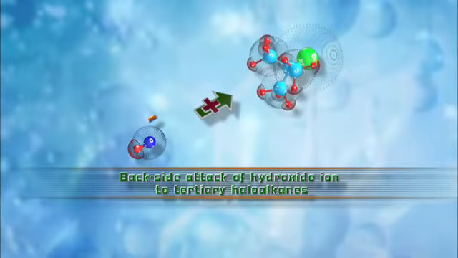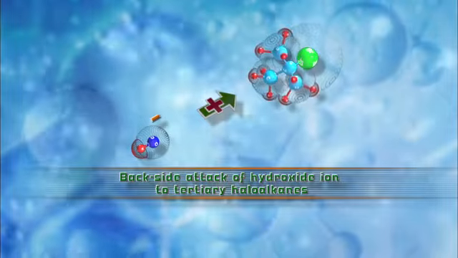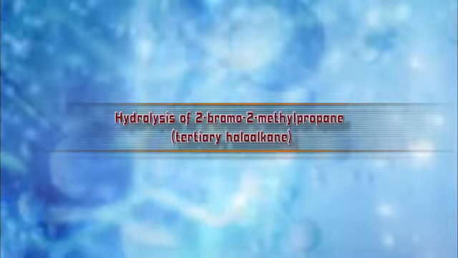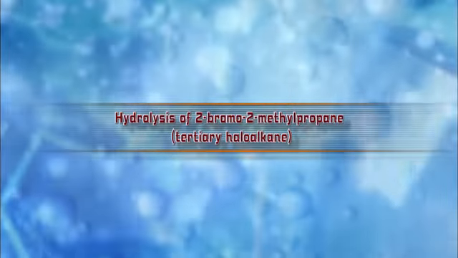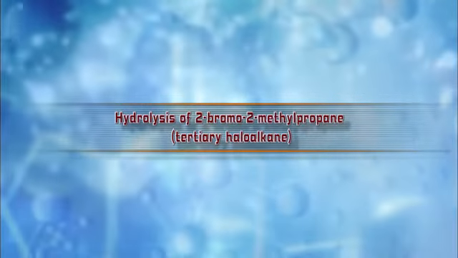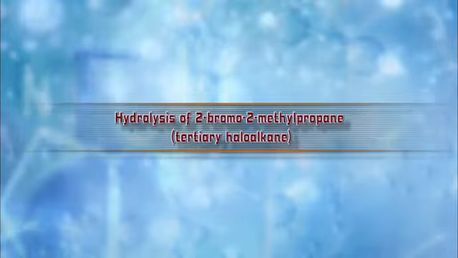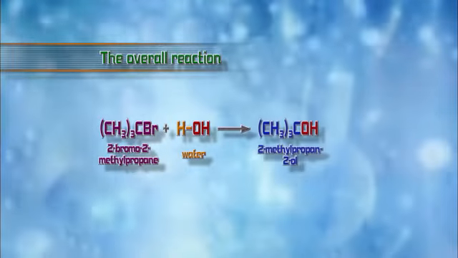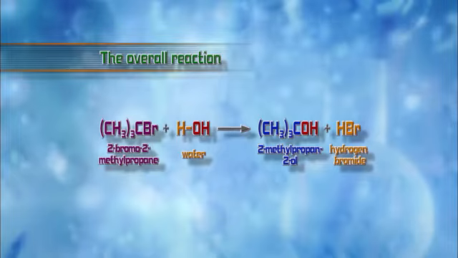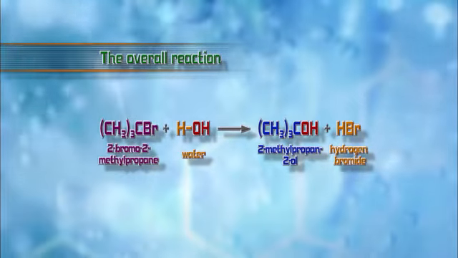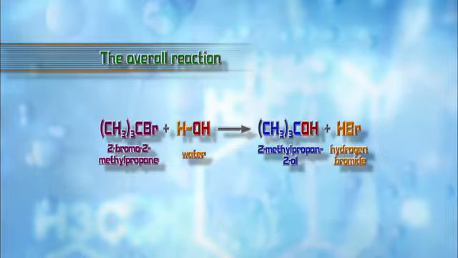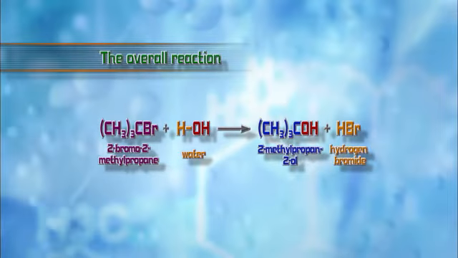Then, how do tertiary haloalkanes undergo substitution? They take another reaction route to achieve it. Let's have a look at the hydrolysis of the tertiary haloalkane, 2-bromo-2-methylpropane. This is the overall reaction. Here, the bromine atom is substituted by a hydroxyl group. The overall reaction can be divided into 3 elementary steps.